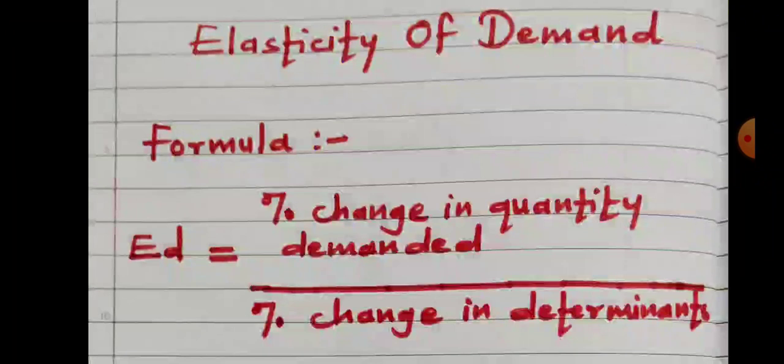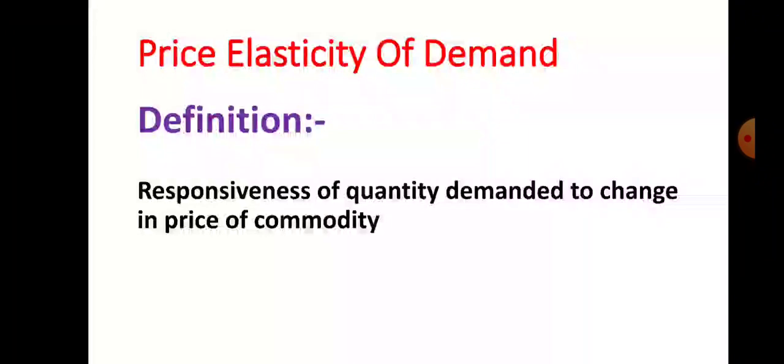Now let us see what is elasticity of demand. All of you know what is elasticity of demand. It is a responsiveness of commodity demanded to change in determinants. Now what is the formula to calculate elasticity of demand? That is ED is equal to percentage change in quantity demanded divided by percentage change in determinants. Okay, so ED here stands for elasticity of demand. And what are percentage change in determinants here? Change in price, change in income of the consumer, and number 3, change in prices of substitute goods and complementary goods.